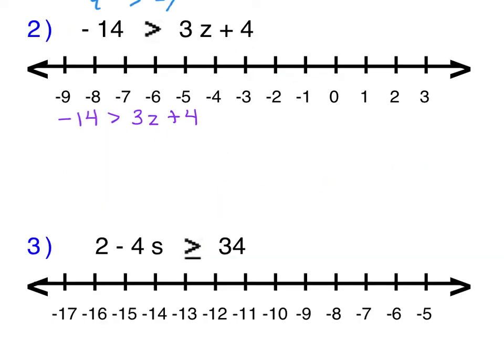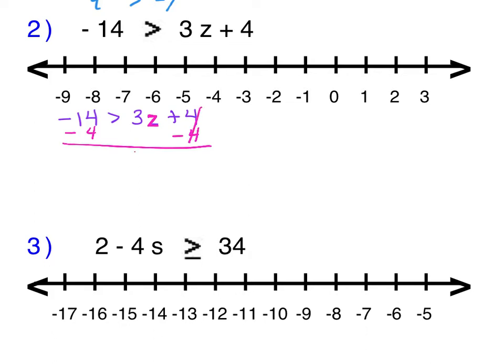All right, for number 2, I see 3z plus 4. We're going to start on the right side this time because the variable's on the right, and remember, a variable is your letter. But remember, I don't start with my multiplication. I'm going to start with what's being added or subtracted. In this case, it's adding 4, so we're going to do the opposite. I'm going to subtract 4 on both sides.